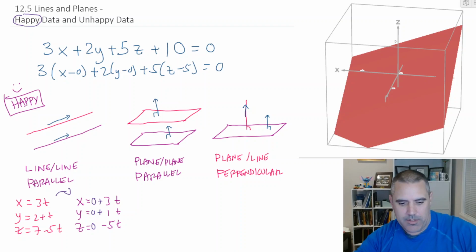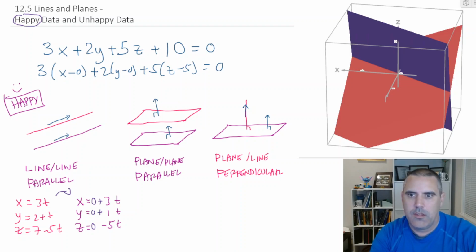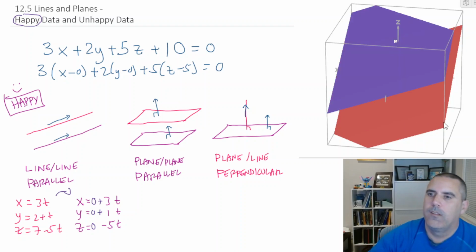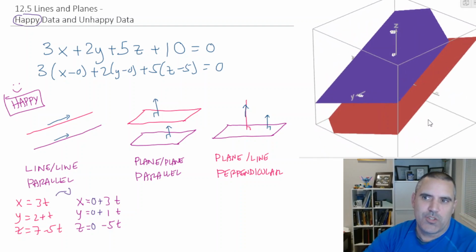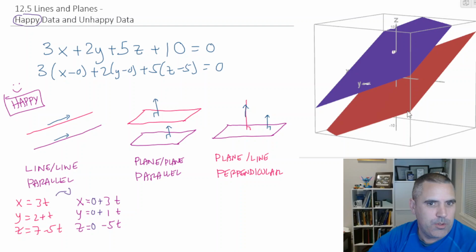I'm bumping my mic. Here we go. Oops, I think I changed one of my numbers. Doesn't matter. We'll still make this picture. There. Parallel. Not hard to generate. I use the same normal vector. I just changed the point. One of our happy situations.